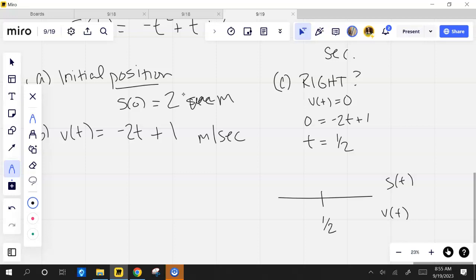What if it started negative? Well, here it started at 2, right? So if I plugged in a time and I got position was 1, it would look like it moved forward because it's positive, but it really didn't. It moved backwards because it started at 2. Does that make sense? So we have to look at velocity to tell which direction it's moving.